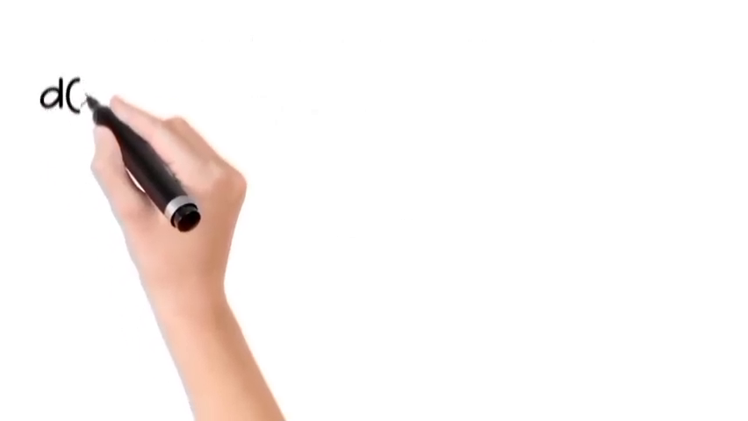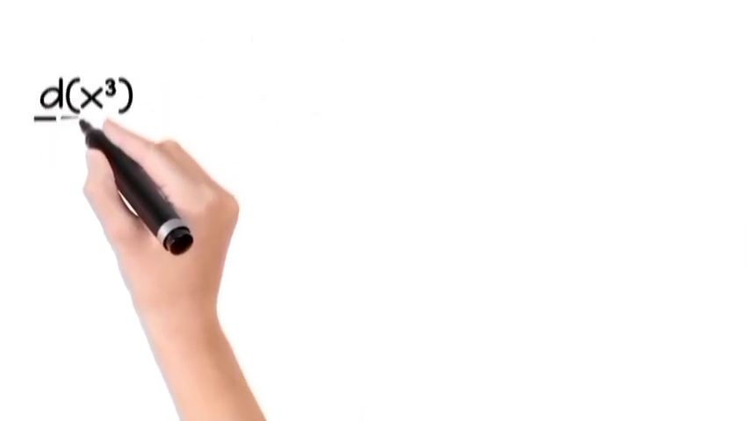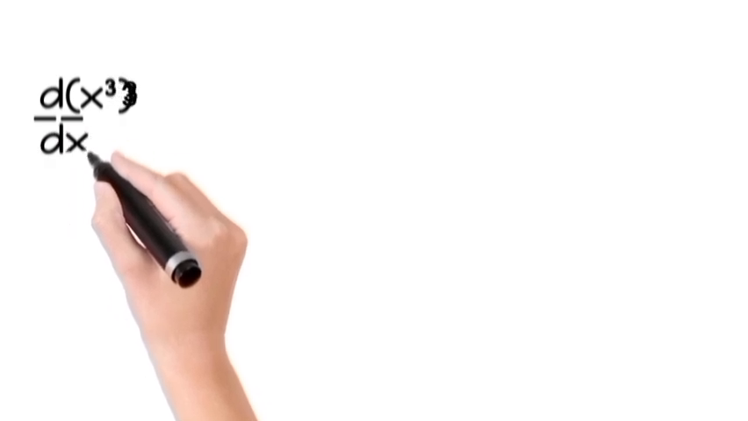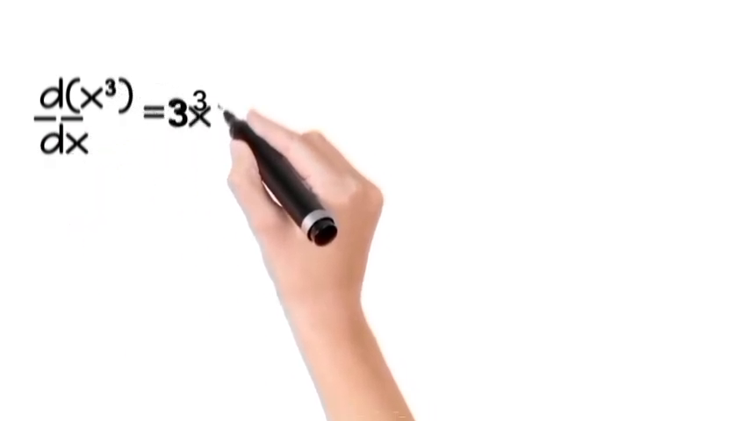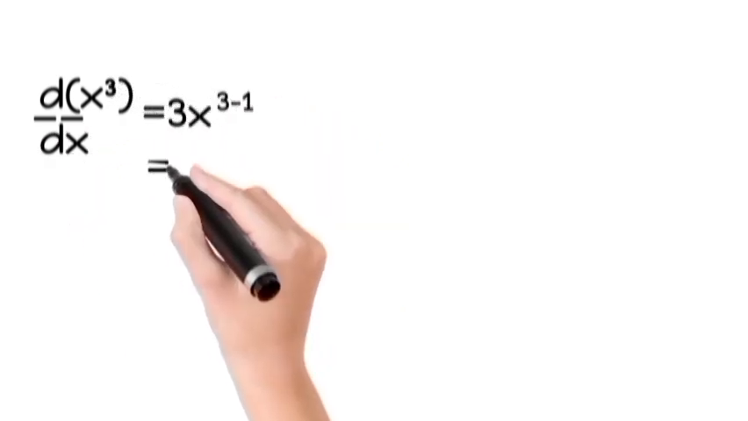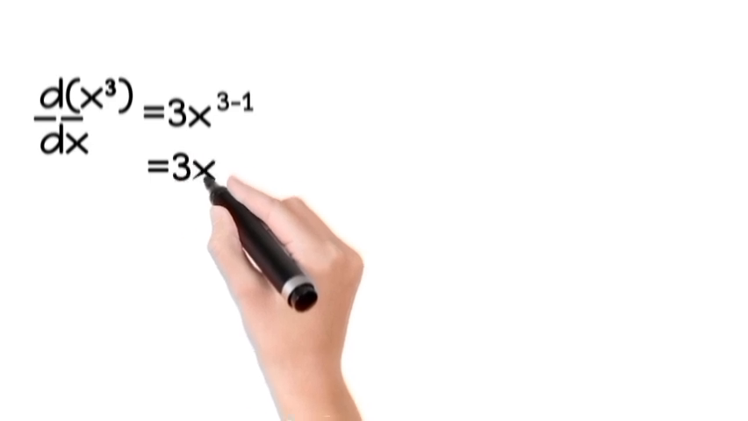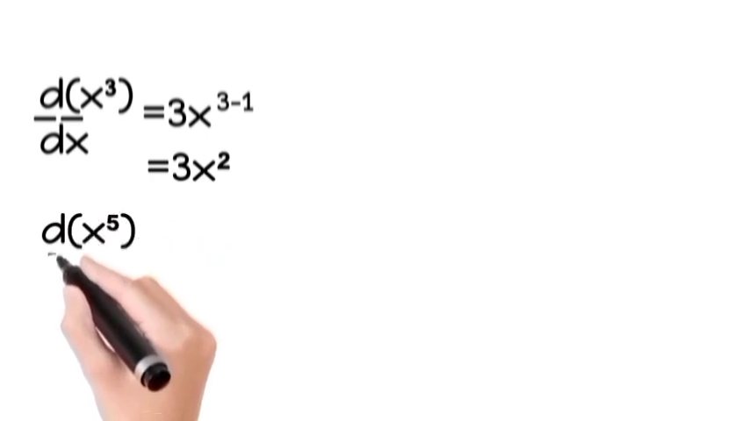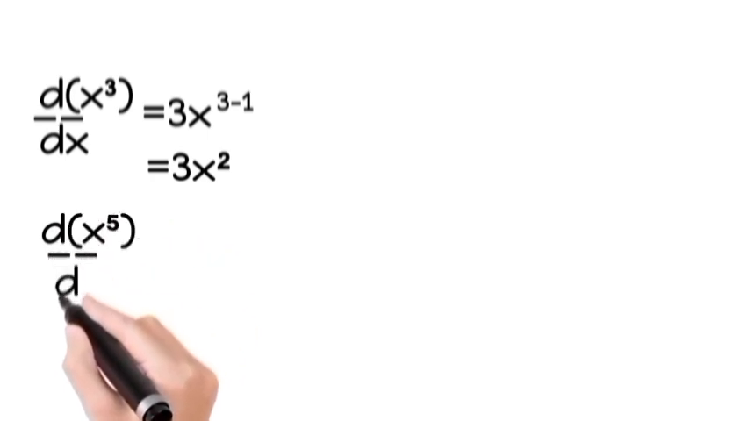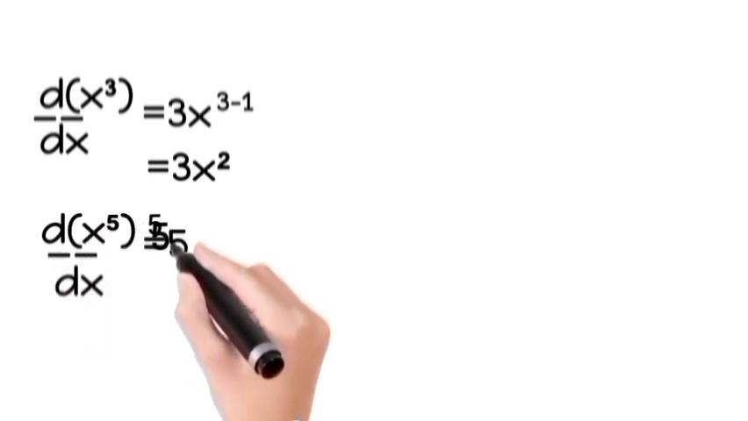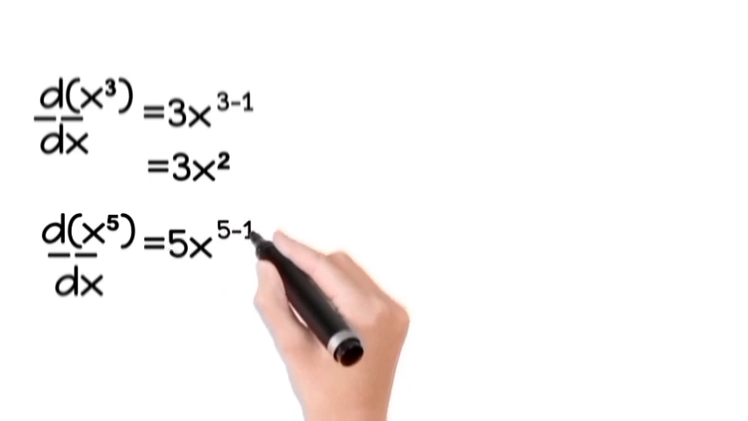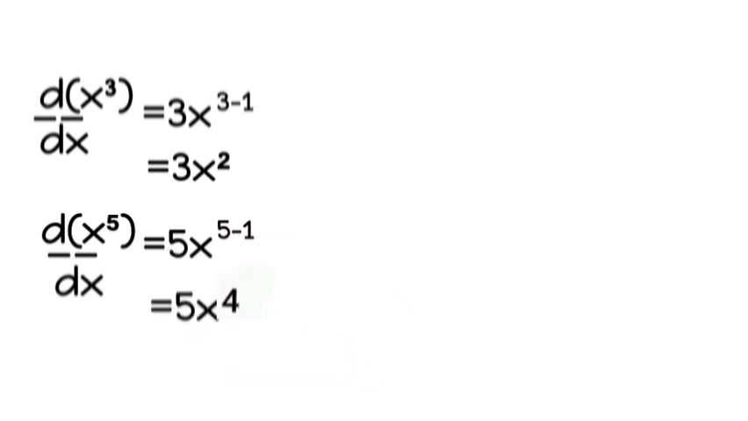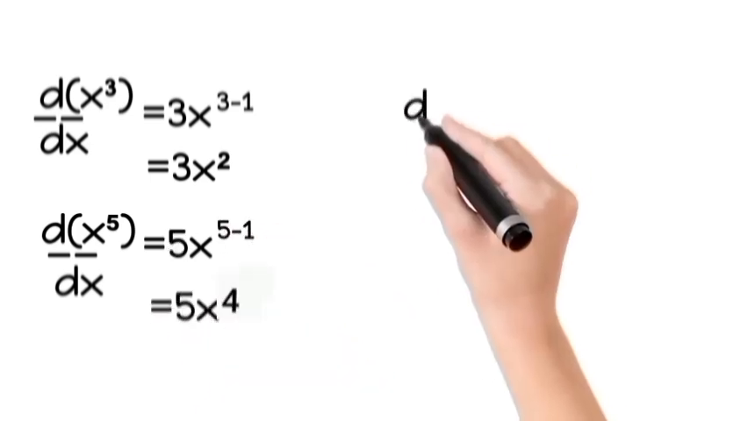Example: the derivative of x cubed with respect to x is equal to 3 times x to the power 3 minus 1. This is equal to 3x squared because 3 minus 1 is 2. Another example: the derivative of x to the power of 5 with respect to x is equal to 5x to the power 5 minus 1. 5 minus 1 is 4, so 5x to the power 4 is the final answer.